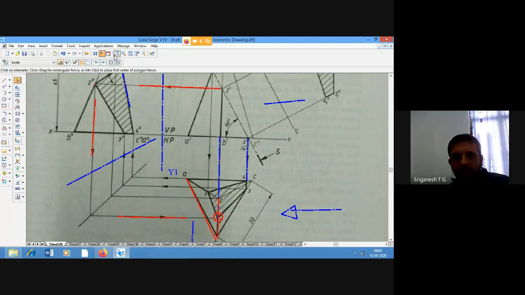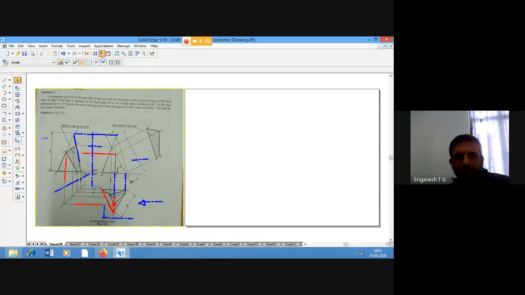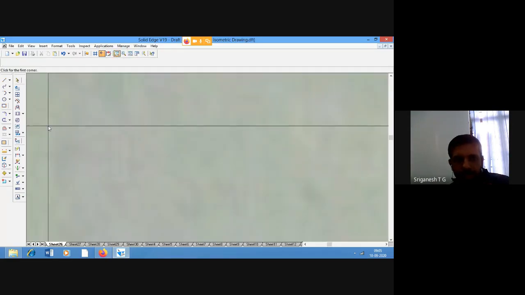Okay, now if you look in the top view, look at this, from A to 4 it is a continuous dark line, but from 4 to C it is a thin line. That means that this portion is removed. Similarly from C to 3 it is a thin line, and 3 to B it is a dark continuous line. And the same thing comes over here also in the side view.